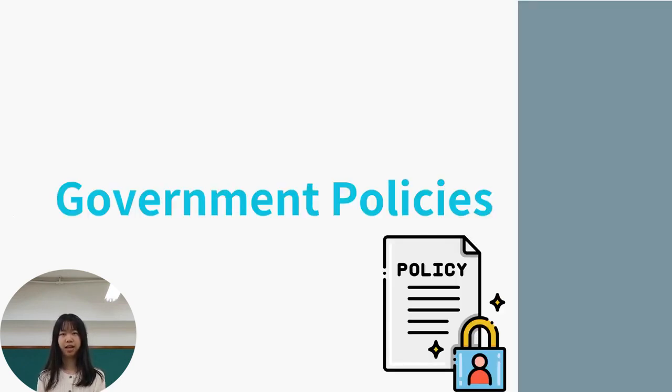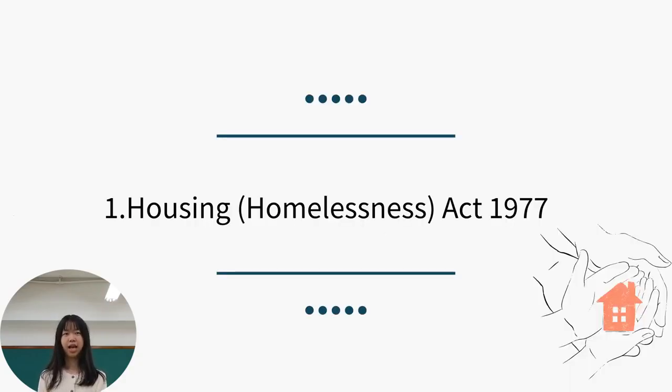Let's talk about the UK government's policies. There are 3 main laws aimed at addressing the problem of homelessness. The first is the Housing Act 1977. This was the UK's first law addressing homelessness, which stated that local governments have the responsibility to provide shelter for specific groups. The main groups benefited from this act are pregnant women, families with children, vulnerable adults, and those made homeless by disasters. The main content of this law is to provide temporary accommodation and long-term housing support.